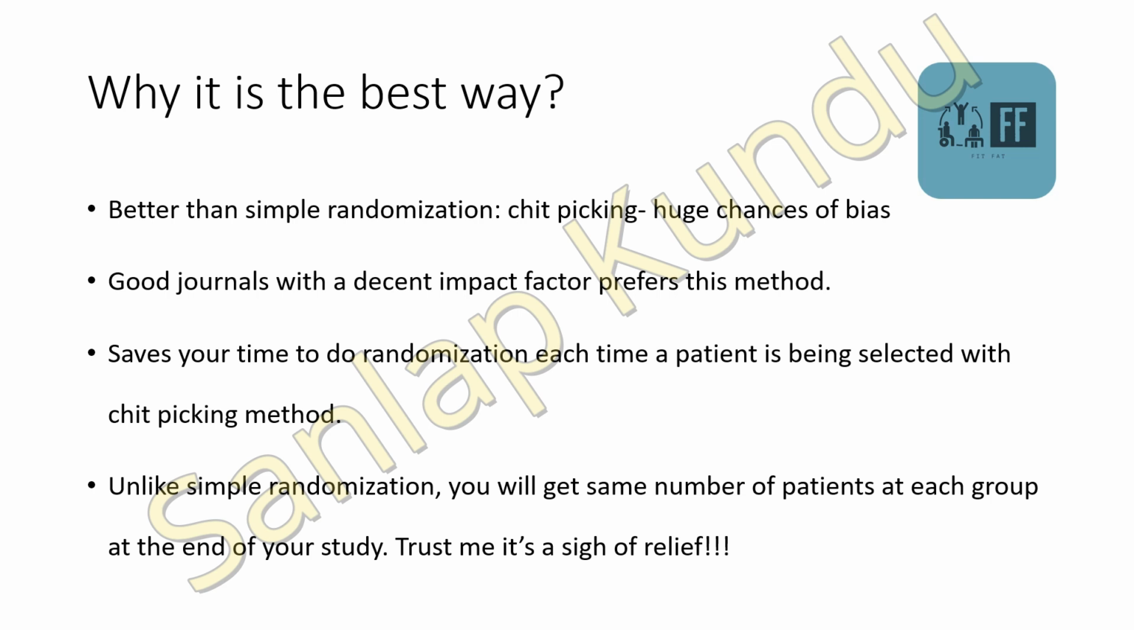As I mentioned earlier, suppose you have 30 patients. With simple randomization, there is a high chance that you will get 17 or 20 patients in group A and 13 or 10 patients in group B. Then what will you do? Most researchers allocate the patients as per their choice. They do not even do the chit picking method. So that will be a huge bias. And trust me, if you perform this block randomization technique using computer software, it will be a sigh of relief.